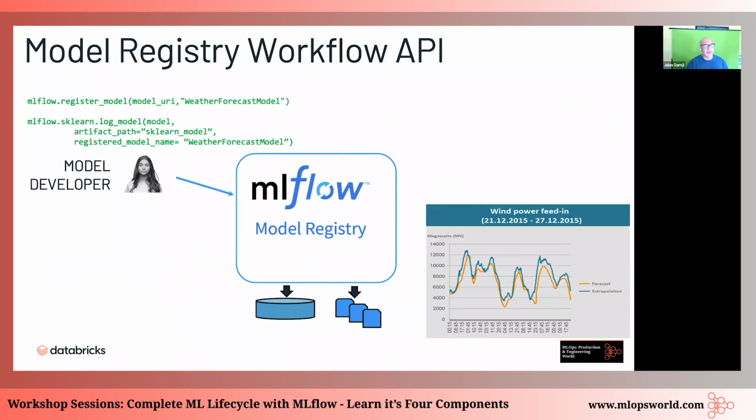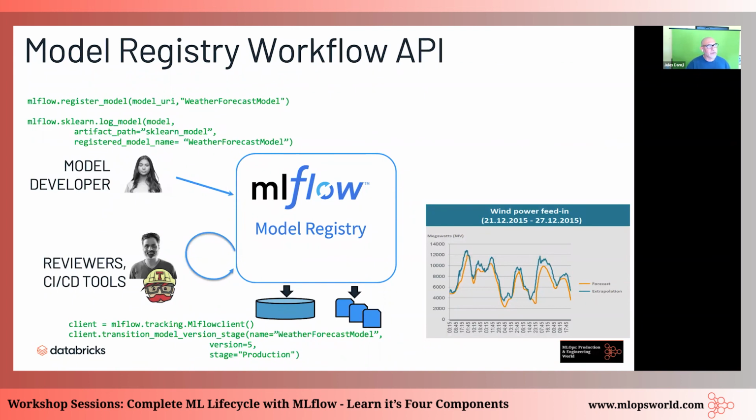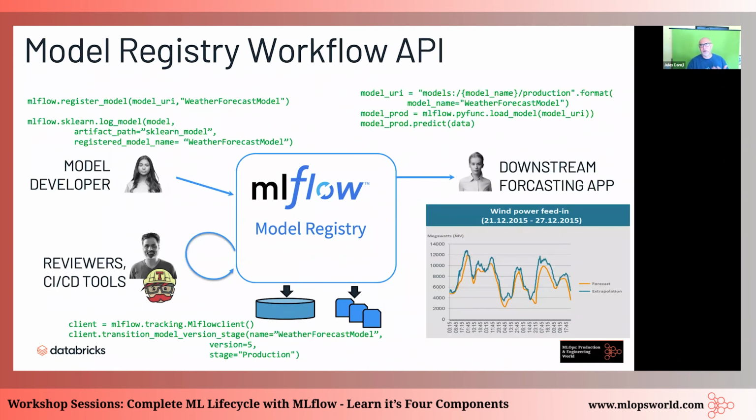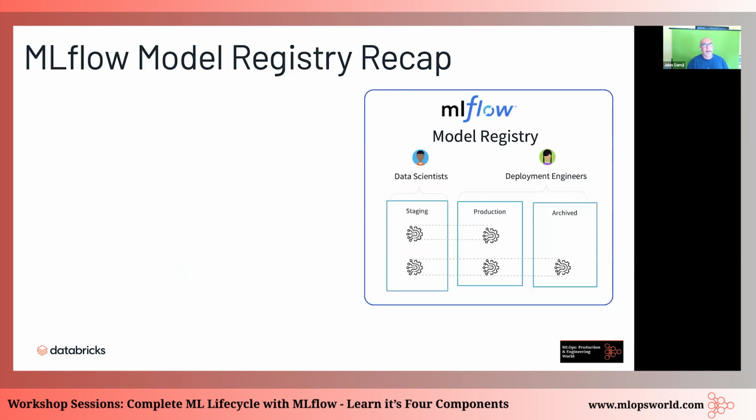So one example would be, I check in a particular model to the registry, the reviewer checks out the model, runs some tests, approves it, and the forecast model downstream can check that particular model out and run that in production by just using the APIs to do that. So the workflow APIs are a very important part of the registry.